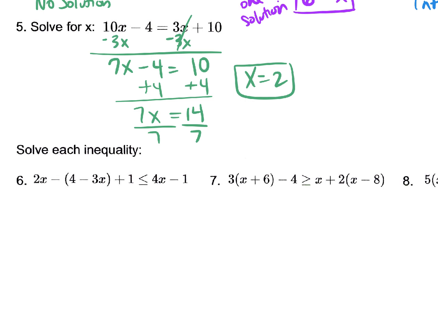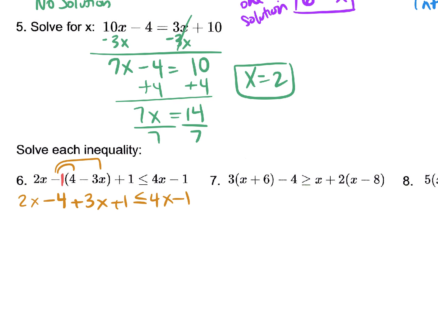This is slightly tricky because it has a negative in front of the parentheses. I would suggest putting a little 1 in front of the parentheses so you know you need to distribute that out. So this becomes 2x drops down. Negative 1 times 4 is a negative 4. Negative 1 times negative 3x is a positive 3x. Plus 1 is less than or equal to 4x minus 1 drops down.